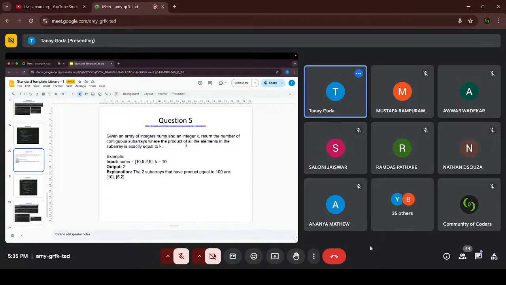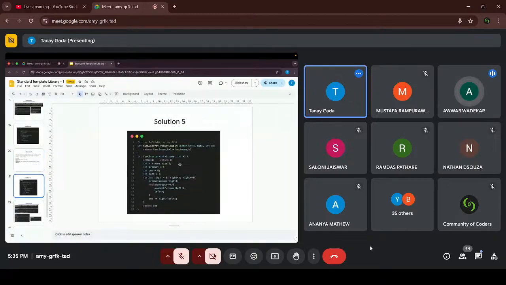Can you tell where you are, what thing you do not understand? We can discuss that. Did you understand this approach? Yeah, inclusion exclusion, understood.